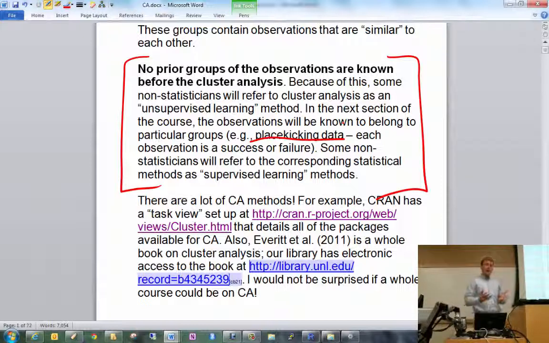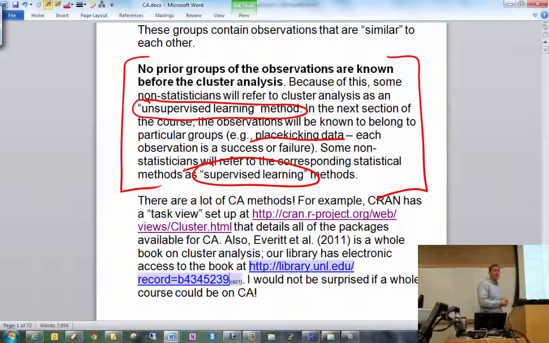To help you out with some terminology that you might see outside of this class, non-statisticians often refer to cluster analysis as fitting into what's called an unsupervised learning technique. I guess unsupervised came about because you don't know the original groups. Methods where you do know the groups themselves, like with the place-kicking data set, where you try to predict the actual group, are often referred to by non-statisticians as supervised learning. I believe, I could be wrong, but I believe this terminology of supervised and unsupervised learning came about through computer science.